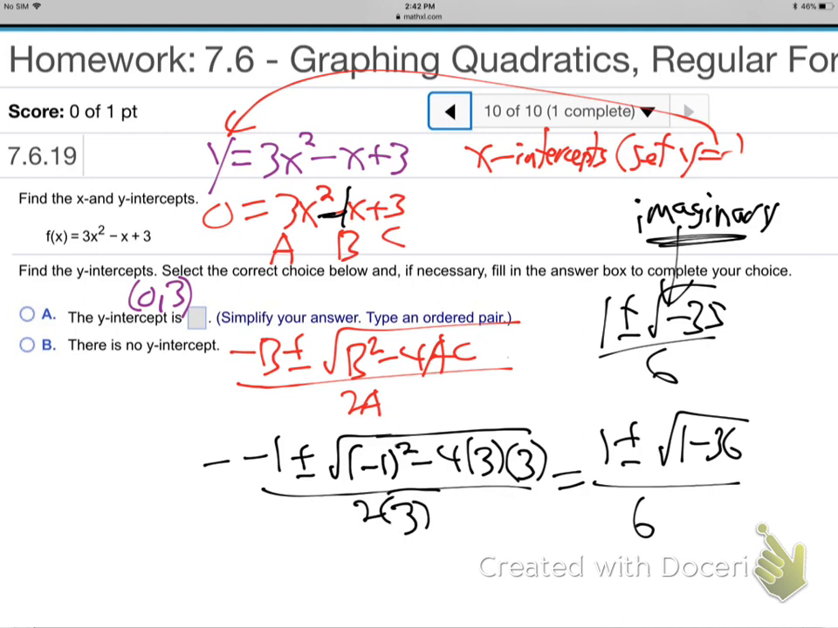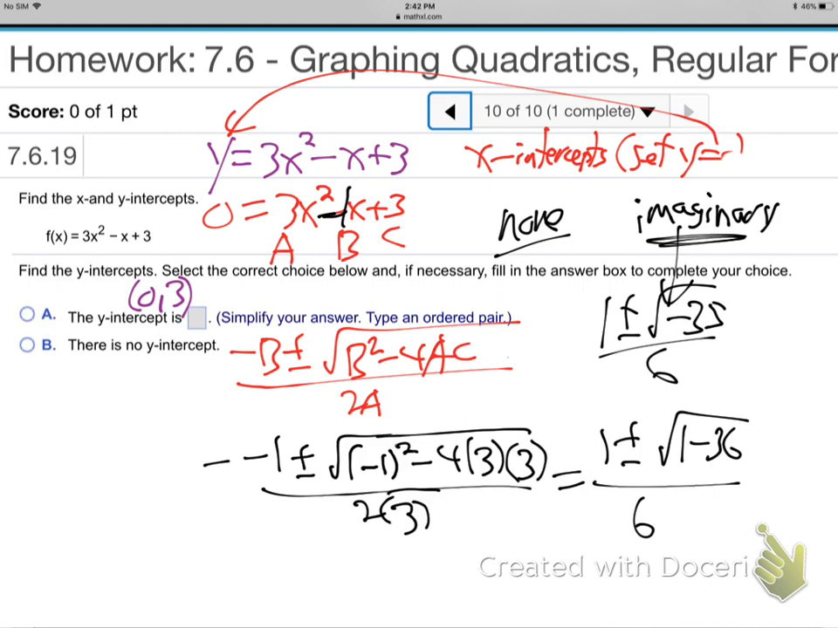So what does that mean? They're not real. There are none. That's why it has this option. It says there's no x-intercept. They're imaginary. They're not real. There's no x-intercept.